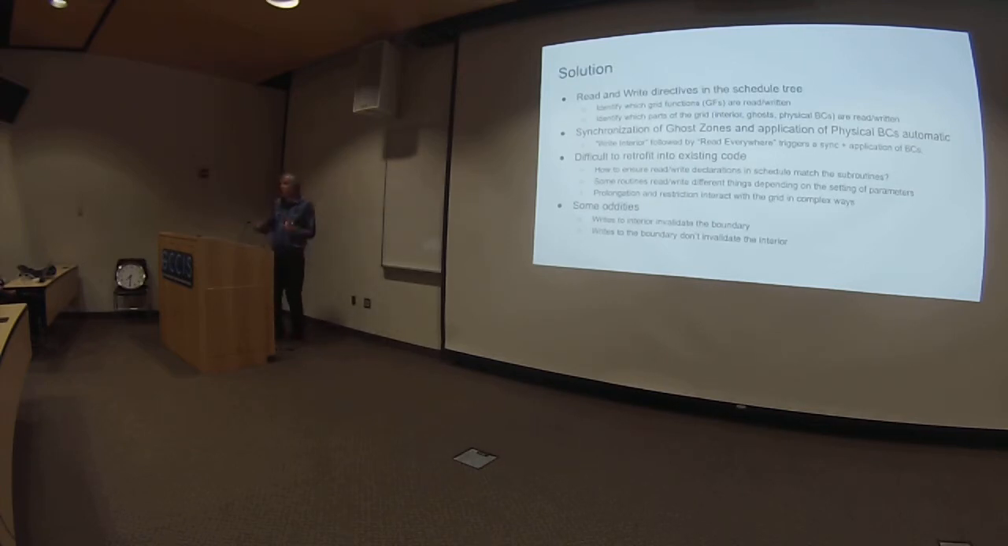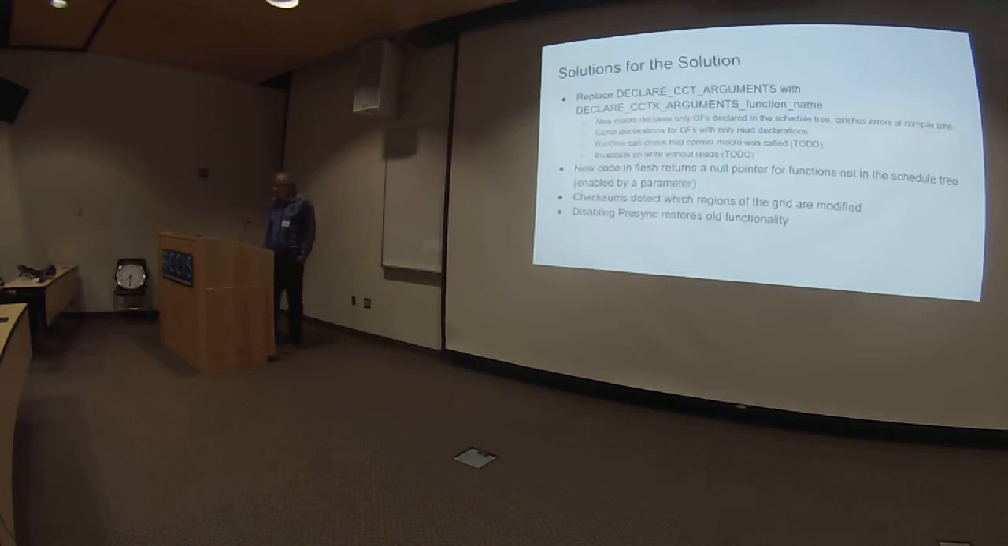There's not a beautiful consistency feel to that, but it sort of matches the way the code is. Okay, so I told you that our solution to read-writes needs a way to match the reads and writes inside the code. What we came up with was this: the normal way of writing code in Cactus is you have this declare CCTK arguments macro. And what we did was we wrote some fancy Python code to generate a different macro for each function name.